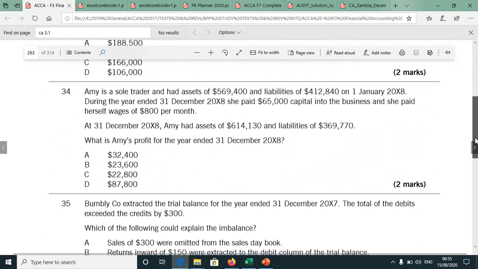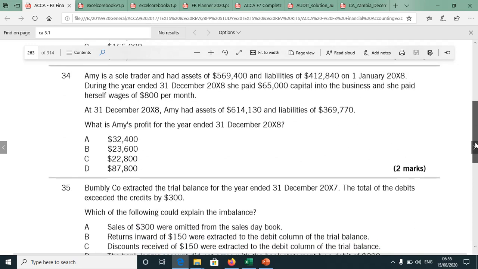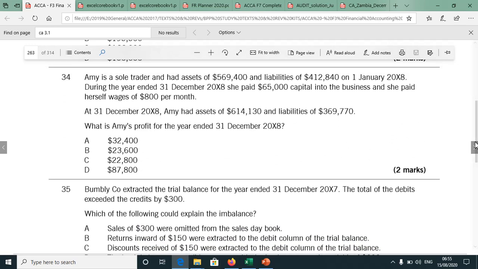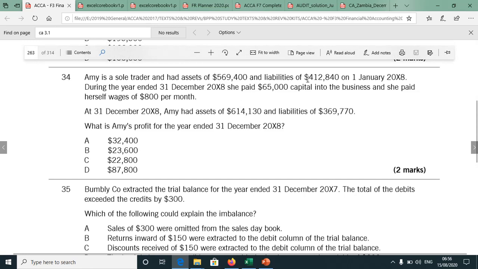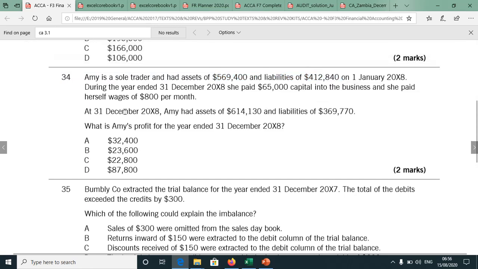Okay, what else do we have? We have got the issue of the business equation. In the next question, the question is saying, what is Amy's profit for the year ended 31st December 20x8? Amy is a sole trader. She has got assets of that much and liabilities of that much on that date. We must find the difference between these two figures to find the capital, which is the opening capital.